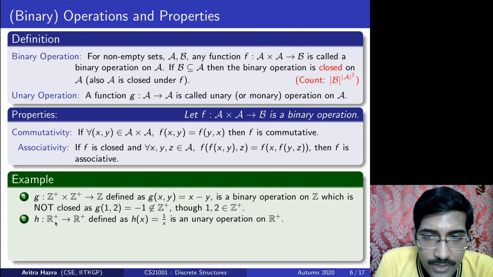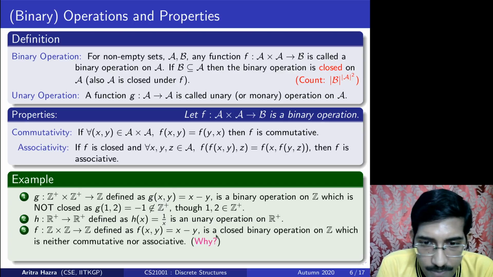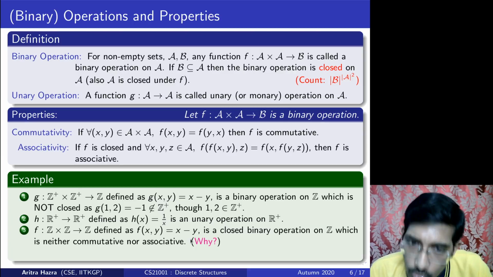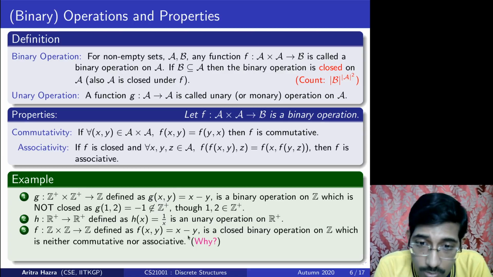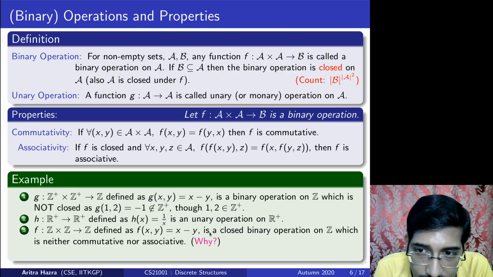Unary operation: you can say that from R plus to R plus, the reciprocal of x, 1 by x, is a unary operation. x minus y, again from Z cross Z to Z, is a closed operation because your answer is in the set of integers, though it's negative, but it's in the set of integers. It's neither commutative nor associative because x minus y is not equal to y minus x. So it is not.